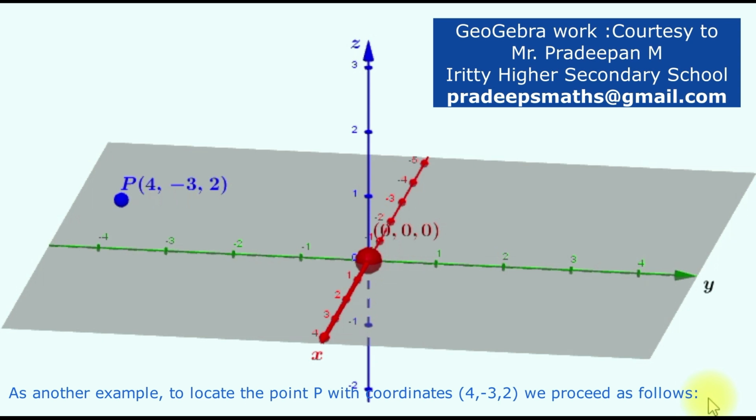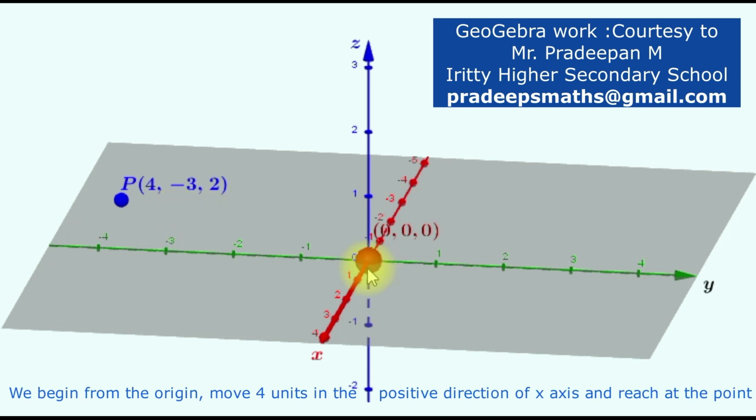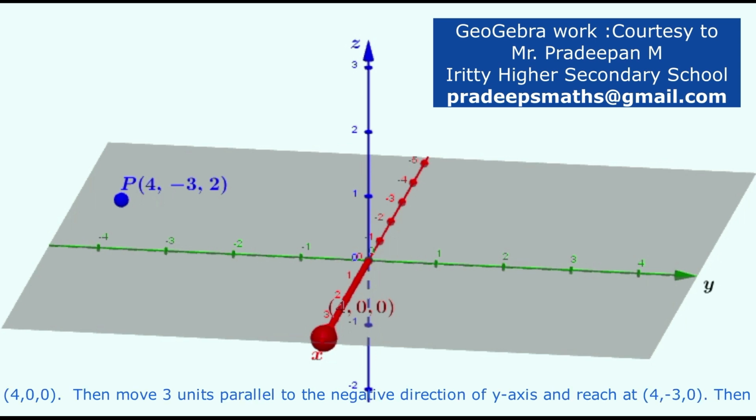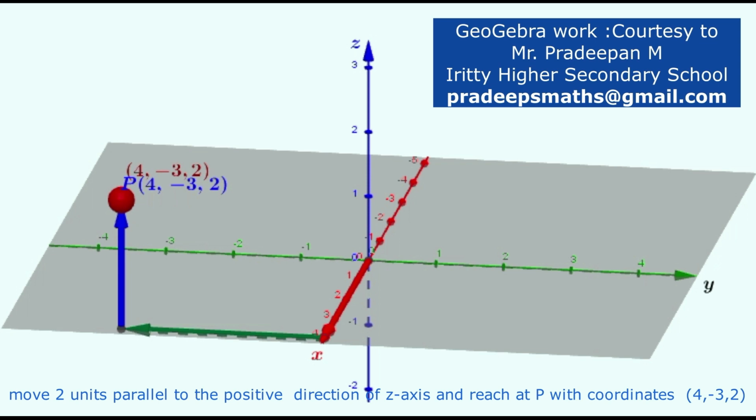As another example, to locate the point P with the coordinates (4, -3, 2), we proceed as follows. We begin from the origin O, move 4 units in the positive direction of the x-axis and arrive at the point (4, 0, 0). Then move 3 units parallel to the negative direction of the y-axis and arrive at the point (4, -3, 0). Then move 2 units parallel to the positive direction of the z-axis and arrive at the point P with the coordinates (4, -3, 2).